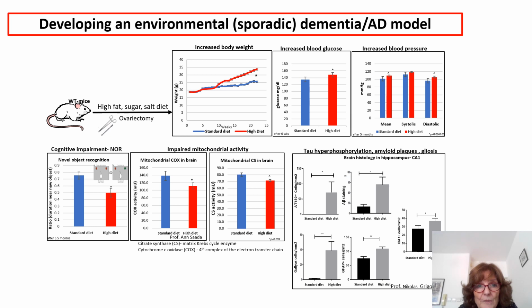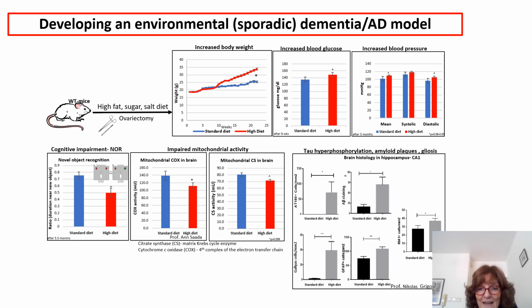And then we were thinking about another model which is not genetic. We wanted it to be purely environmental, because most patients develop the disease not because of a genetic factor. So we exposed them to high fat, high sugar, high salt, all of them risk factors for dementia, and we performed ovariectomy to have aged females, which is a high-risk group. We got increased body weight, increased blood glucose and blood pressure, cognitive impairment, and impaired mitochondrial activity, here by Professor Ansaada.